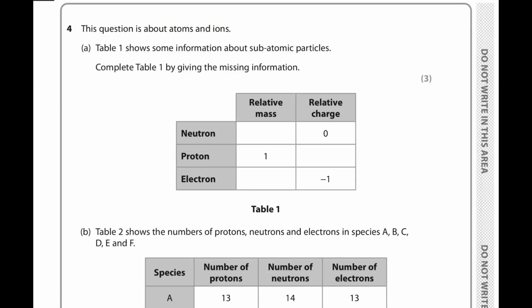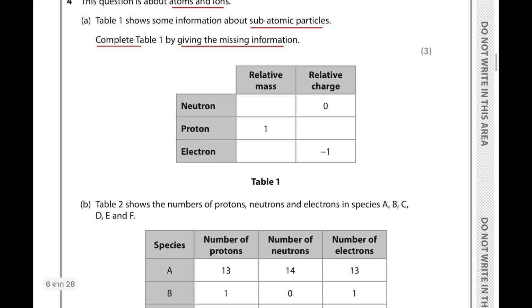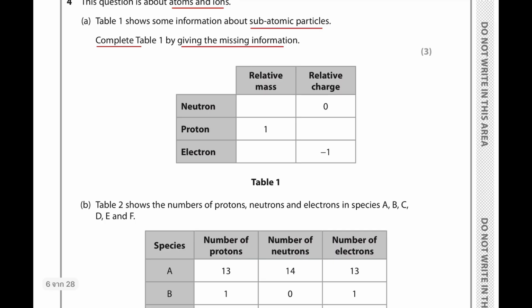Question 4. This question is about atoms and ions. A. Table 1 shows some information about the subatomic particles. Complete table 1 by giving the missing information. So relative mass of neutron is 1. Relative mass of electron is 1 over 1840. Now relative charge of proton is +1.